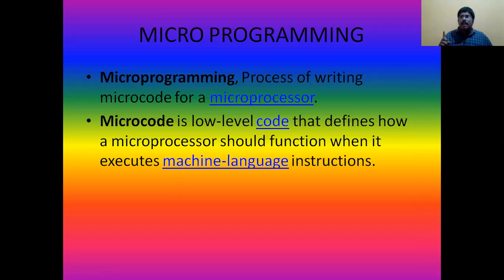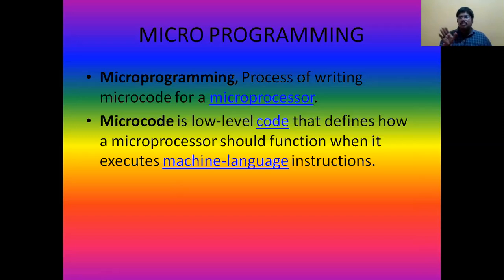What is meant by a program? A program is nothing but a group of instructions, which will be referred to as code. So microprogramming is nothing but writing microcode, for which? For a microprocessor. For a microprocessor, you are writing a code. Code is nothing but a program.